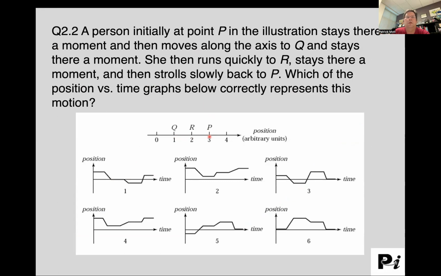So the person starts at P, moves to Q, stays there a moment, runs quickly to R, stays there a moment, strolls slowly back to P. Which of those position versus time graphs describes that story? So think about it. If possible, talk it over with some neighbors. Pause the video before we go into the answer.